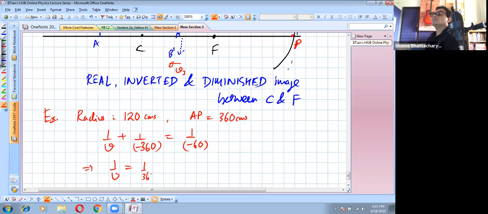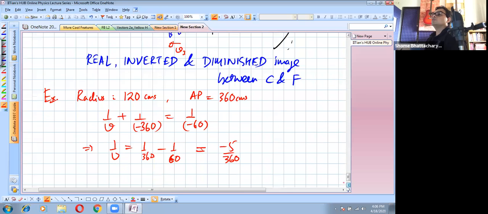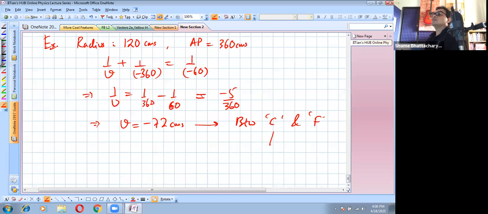1 by 360 minus 1 by 60. Okay. So that should come out to be minus 5 by 360. So which should come out to be minus 72 centimeters. Okay. So you can see that this is between center of curvature and focal point, because center of curvature is at minus 120 and the focal point is at minus 60.